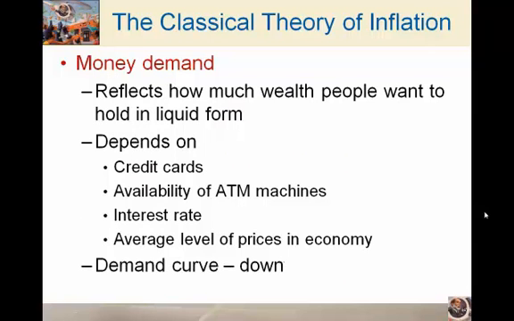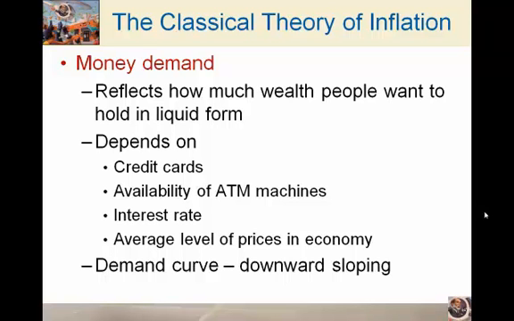Now when we look at the classical theory of inflation, classical theory of money, we actually take what we did in microeconomics, demand and supply in other words, and we adapt that for use as a tool for analyzing money. So you can think of this as money demand and money supply. So with money demand, really it reflects how much wealth people want to hold in a very liquid form, in other words as currency usually. It depends on our definition of money, of course, but if we're using M1, for example, it would be how much people want to hold as currency, in other words, notes and coins, or in their checking accounts, transactions deposits, in other words. It depends on things like the usage of credit cards.